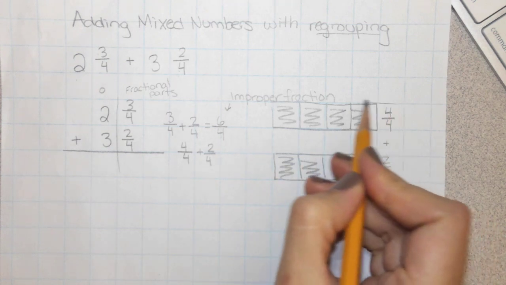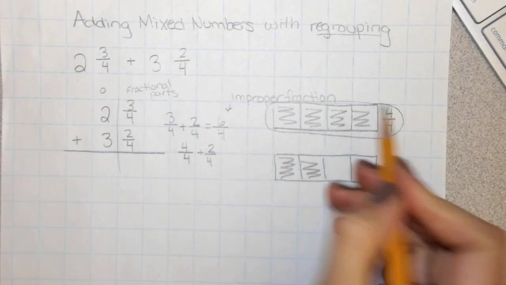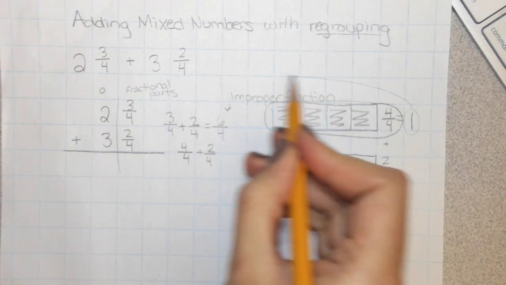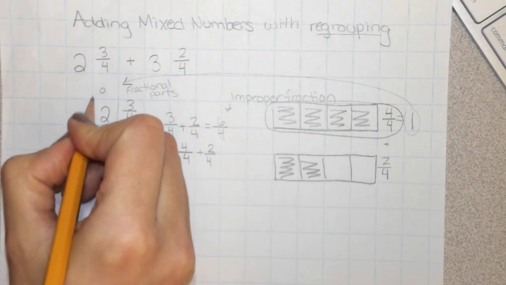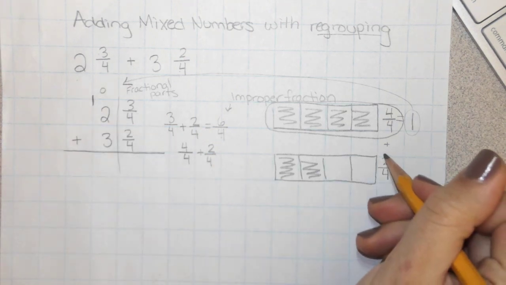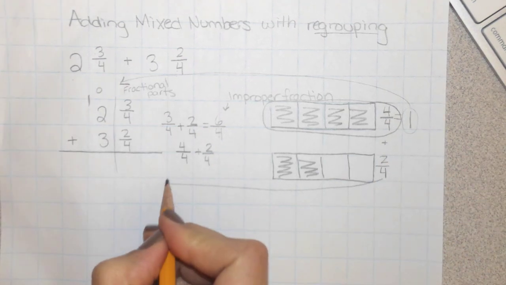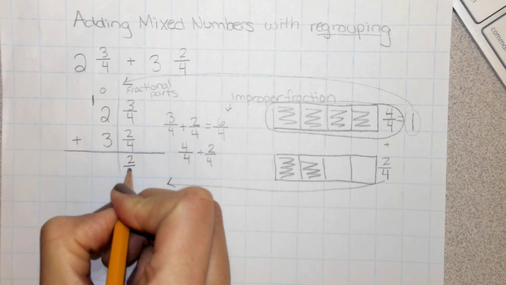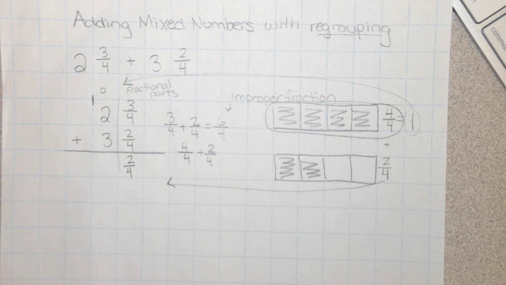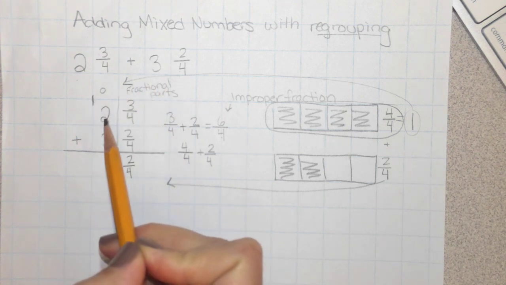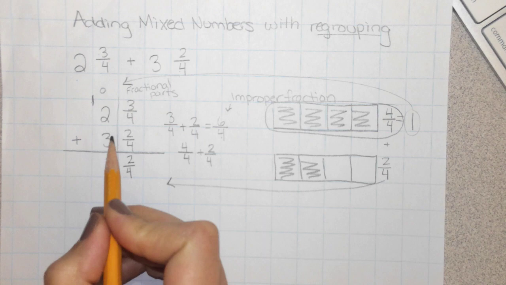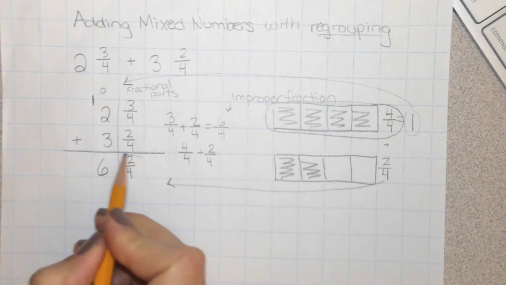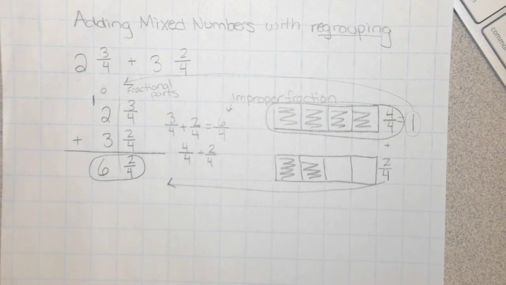So now 4/4 is equivalent to 1 whole. This is not a fractional part, so I need to regroup it and put it in the ones place. And then 2/4 is my fractional part left over, so I bring it down into my answer, or my sum. Now I can go over to the ones place and add normally: 1 plus 2 equals 3, plus 3 is 6. So my answer is 6 2/4.